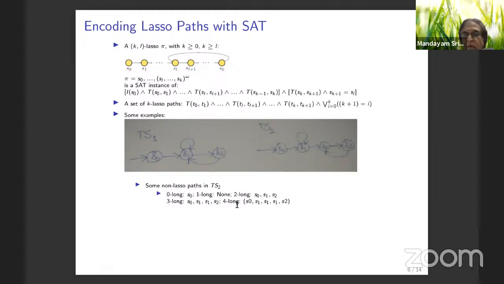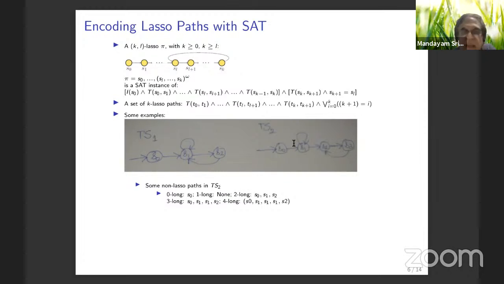So a 4 long lassoing path, this is all for TS1, it's not for TS2, is S0, S1. You can have 2 repetitions there, and then come to S2. Because it is 4 long, 1, 2, 3, 4, and S2 now can go back to S1. Oh, I'm sorry. No. What am I saying? I confused you the heck out of it. Let me read back.